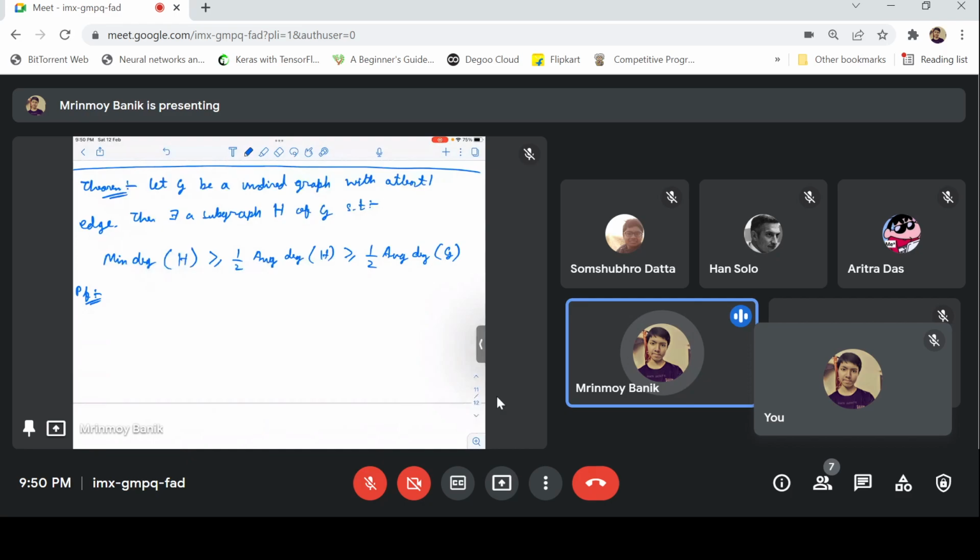So now coming back to this proof. What is the average degree of G? It is the sum of the degree of each vertex Vi in G, divided by the number of vertices V.